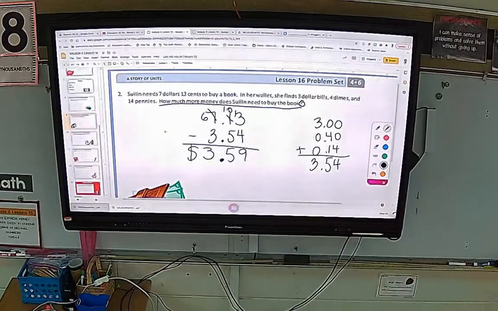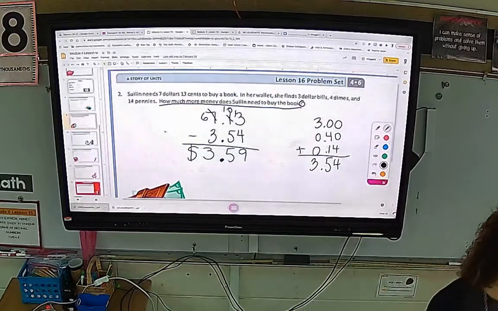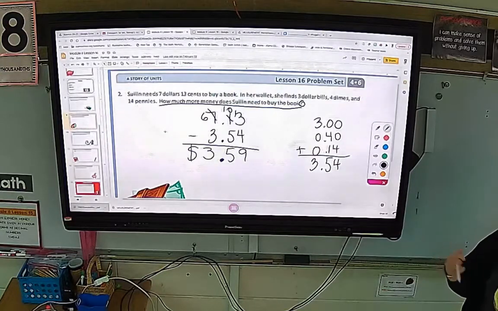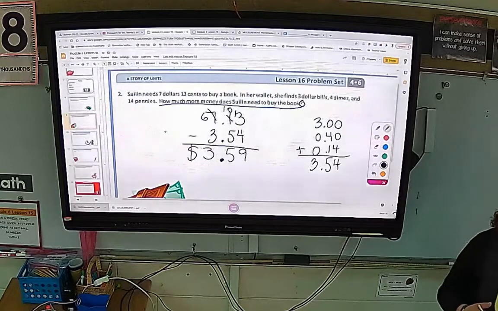All right, make sure you have a dollar sign there as well. I'd rather have dollars than cents. All right, so she needs $3.59 to be able to buy the book. You know, this is real life here.